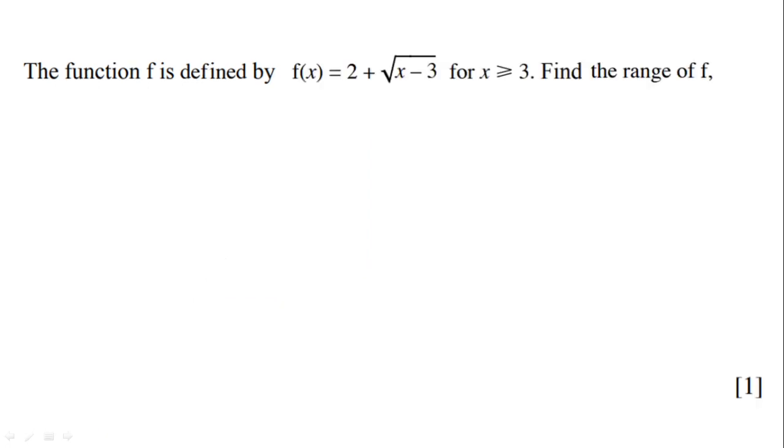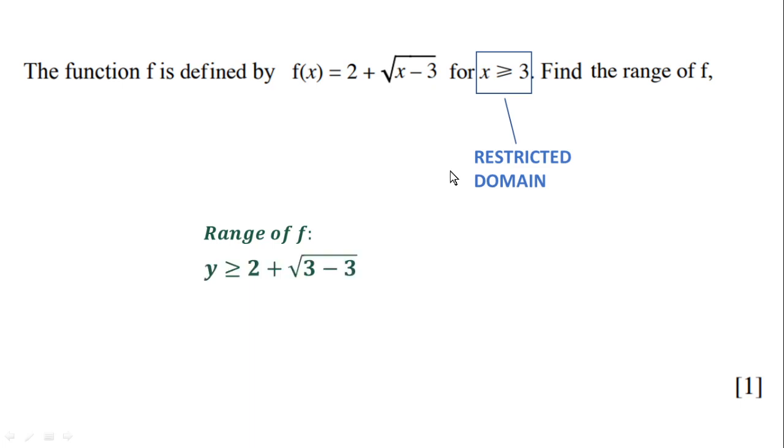Function f is defined by f of x is equal to 2 plus the square root of x minus 3, for x is greater than 3, find the range of f. You will notice that the restricted domain is x is greater than 3. I can again substitute that x with the value of the 3. Okay, 3 minus 3 will be 0. The square root of 0 is 0. 2 plus 0, y is greater than 2. As simple as that, your answer will be y is greater than 2.